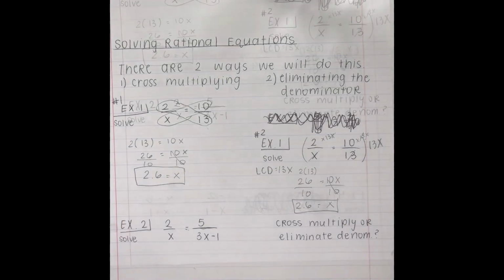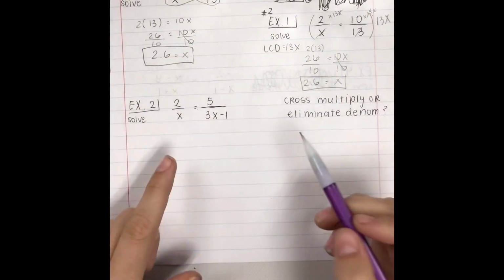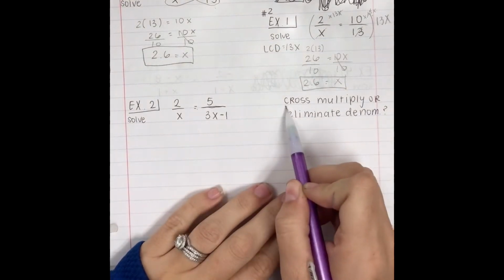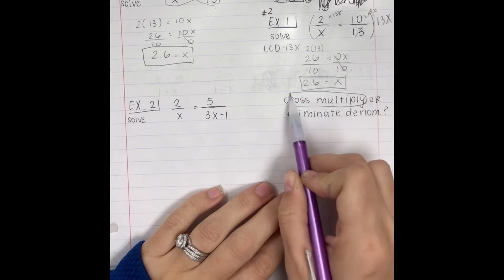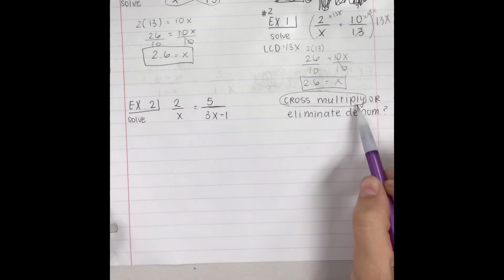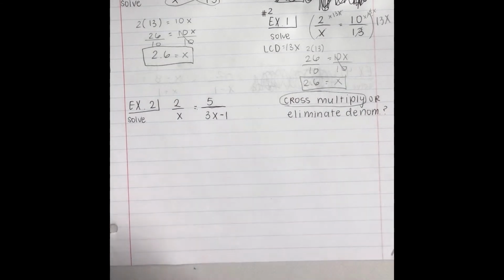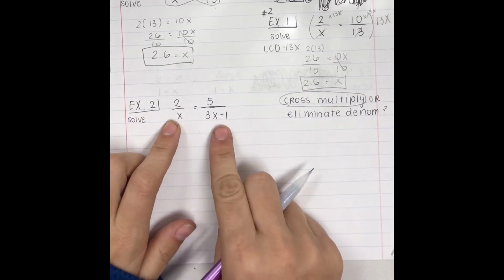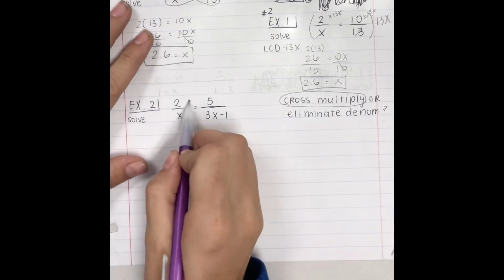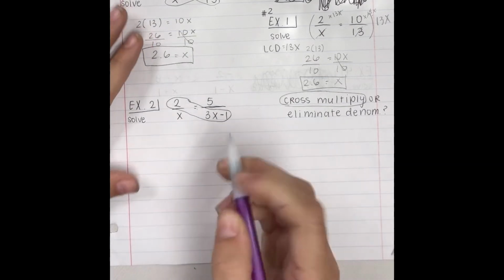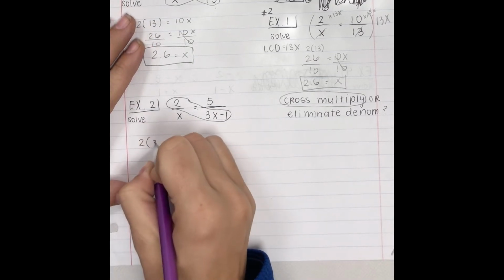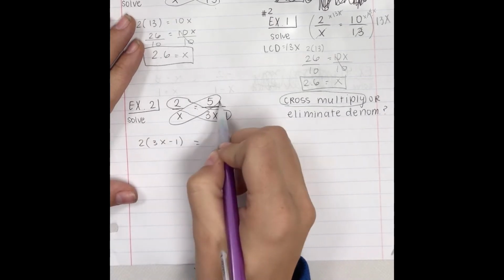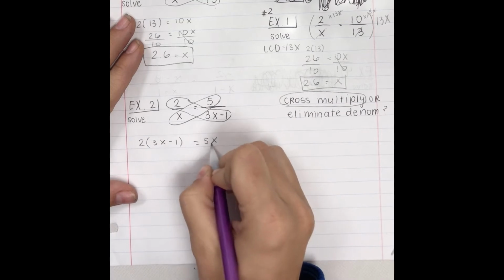So let's look at example 2. All right, so I kind of already told y'all the answer to this, but are we going to cross multiply or eliminate the denominator? The easiest way seems to be cross multiply. That's the way y'all have done before. That's what you're most comfortable with. So that's what we're going to stick to when we can, when we have a fraction equals another fraction, okay? So I'm going to cross multiply, which means I'm going to have 2 times 3x minus 1 equals 5 times x, which is just 5x.